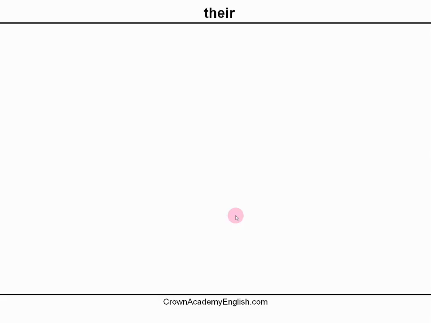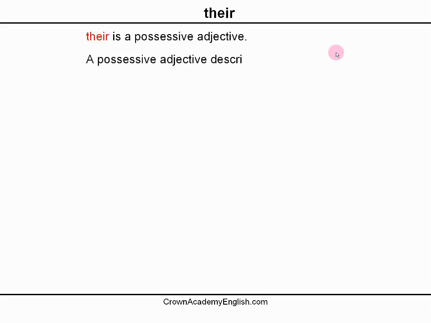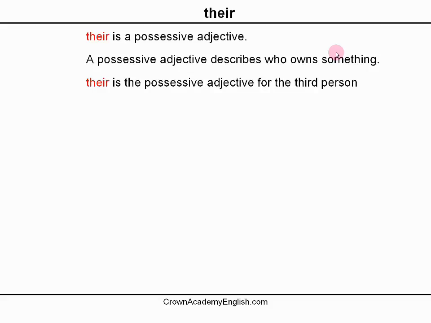Now, the last word, T-H-E-I-R, their. And this is a possessive adjective. A possessive adjective describes who owns something. Okay? Who owns something. And there are several possessive adjectives, and their is the possessive adjective for the third person plural.